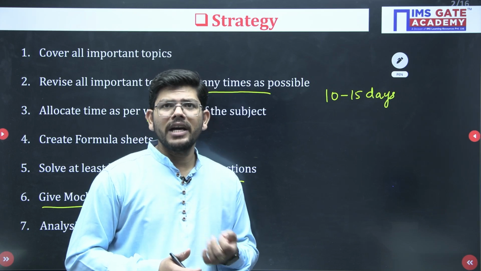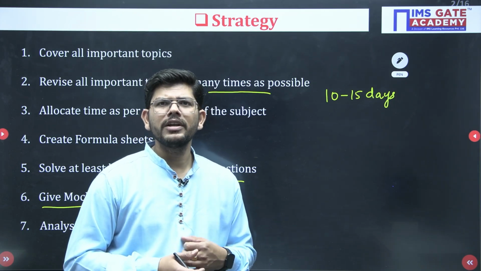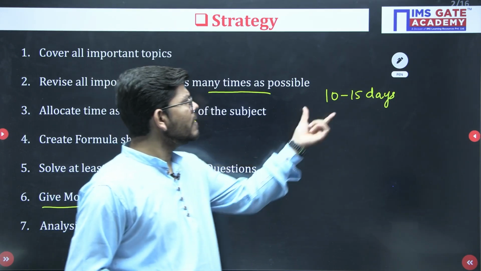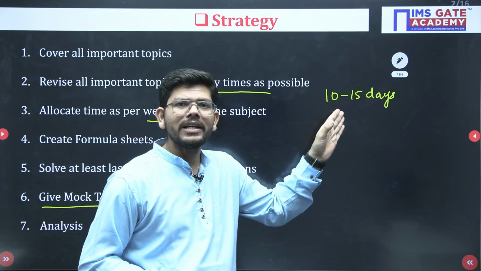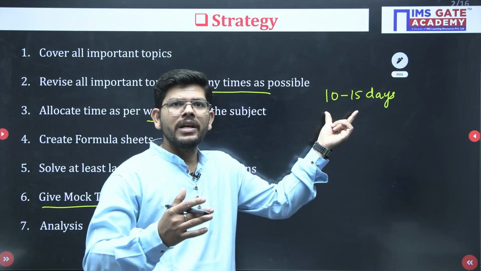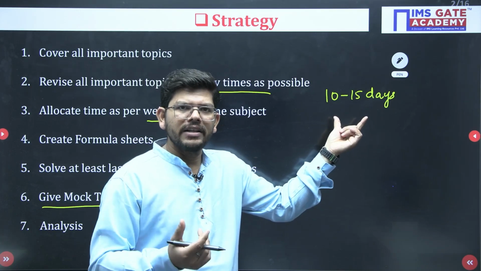Some subjects do not have that much content. For example, if we talk about measurement or networks, you can give them 1 or 2 days. Like that, prepare a 10 to 15 days revision strategy and allocate to each subject the time as per their weightage and the content that they have.